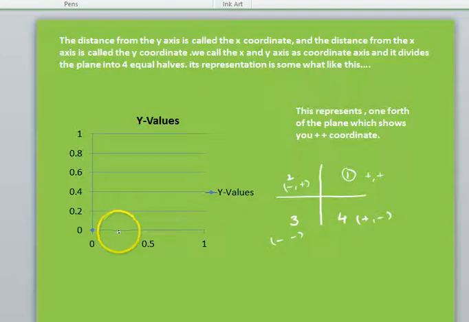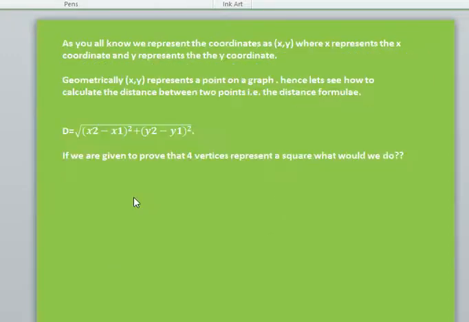If I need to plot a point in the first quadrant, suppose (0.5, 0.2), then I go along the x-axis taking x as 0.5 and move from here along the y-axis to take 0.2. This is my point (0.5, 0.2). As you all know, we represent the coordinate axis with x, y, where x represents the x-coordinate and y represents the y-coordinate. Geometrically, (x, y) represents a point on the graph as I've already shown you.